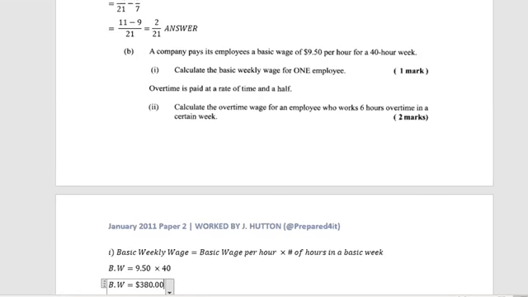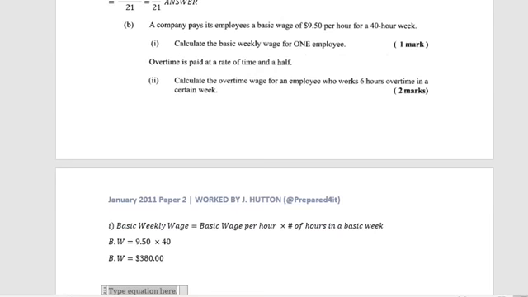So basic wage for 1 week for an employee will be the basic wage per hour multiplied by the number of hours that can be worked, and that would be $9.50 per hour multiplied by 40 hours, and the per hour will be cancelled with the hour, and that will leave us with only a dollar amount of $380 being the basic weekly wage for one employee.